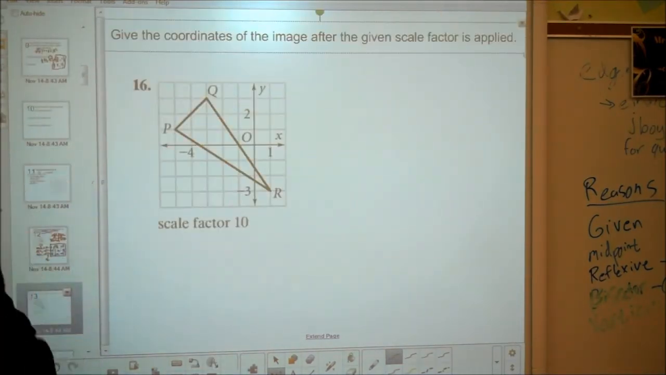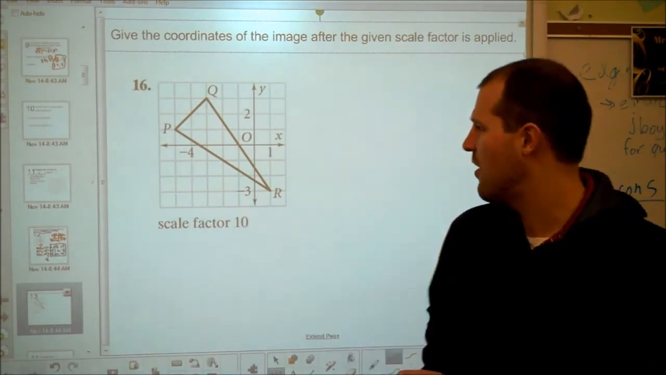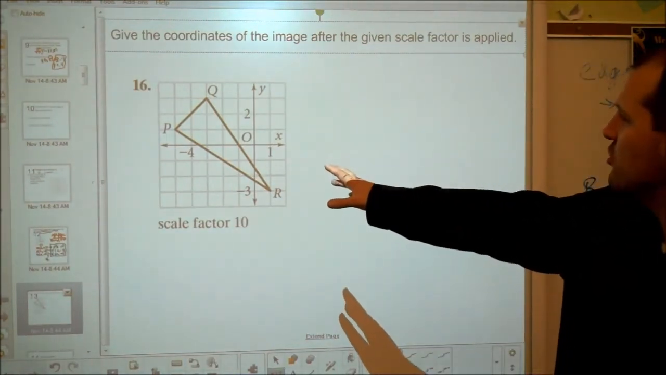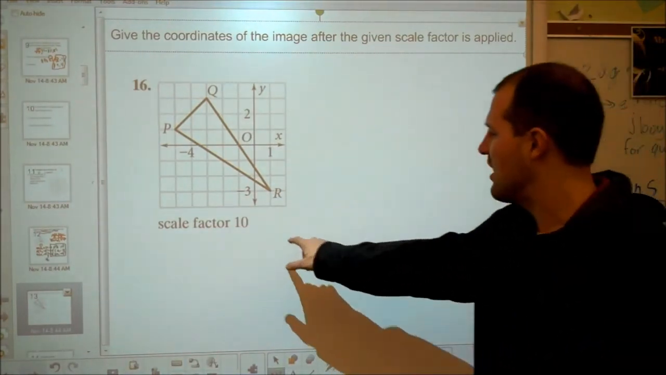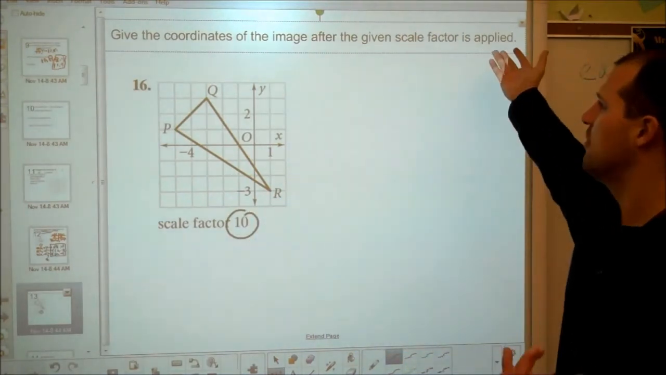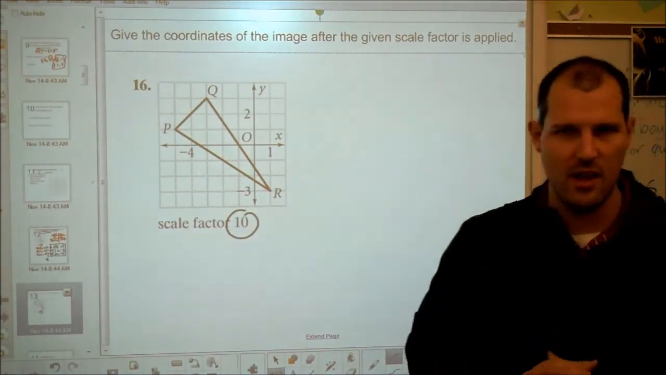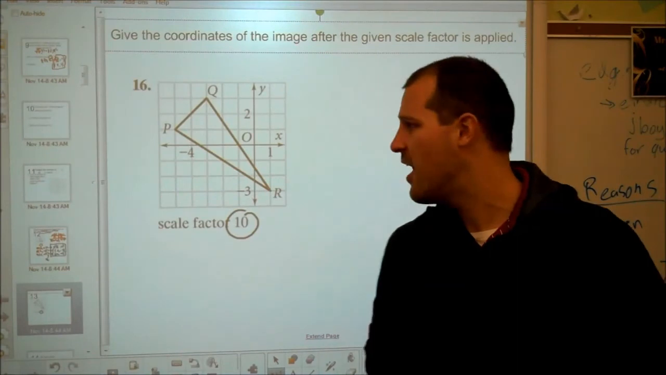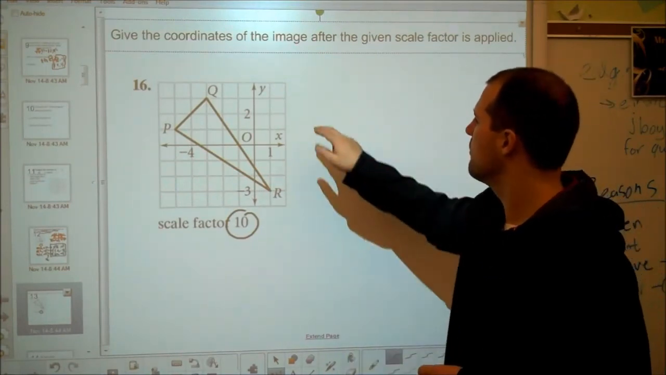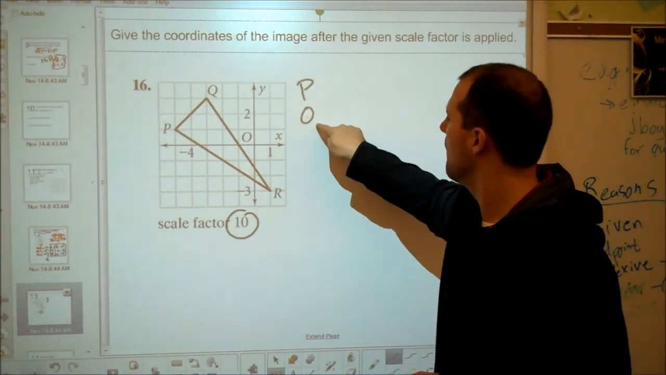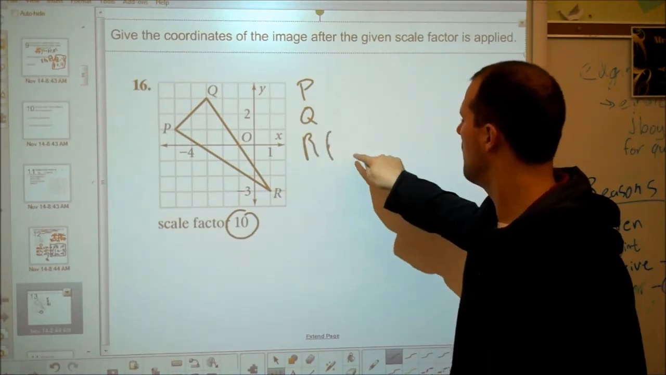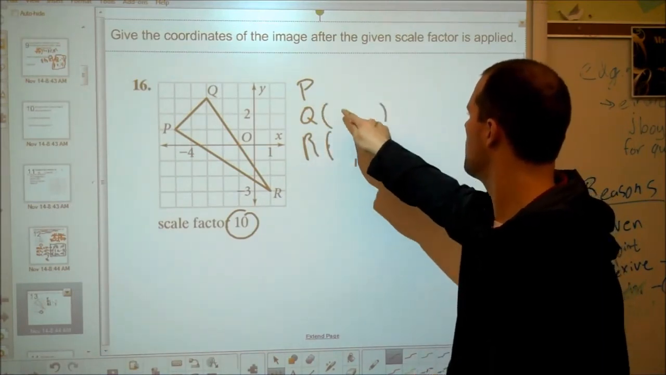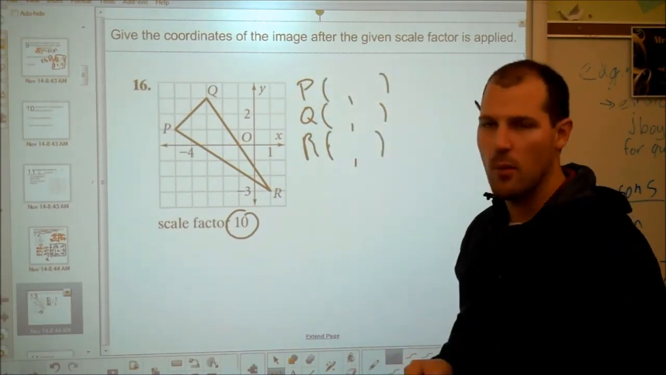Okay, we got one more. I'd like you to do this one on your own. Okay, I think you can probably handle it right now. So we've got an image on the screen, pre-image rather. We've got a scale factor of 10 and the same prompt. Give the coordinates of the image after the scale factor is applied. So pause the video and try it. Okay, and I'm going to start working on it as well.